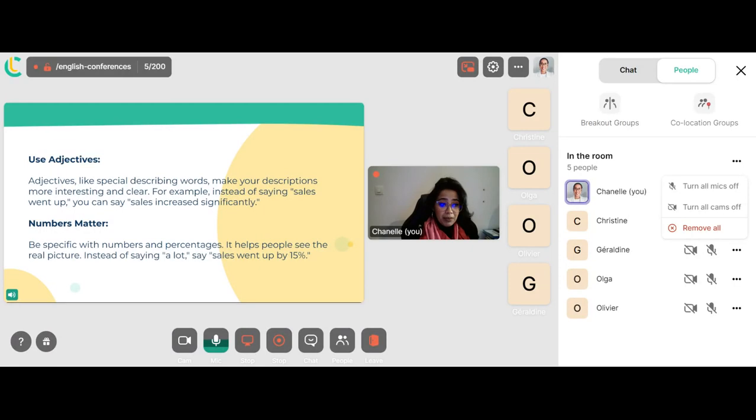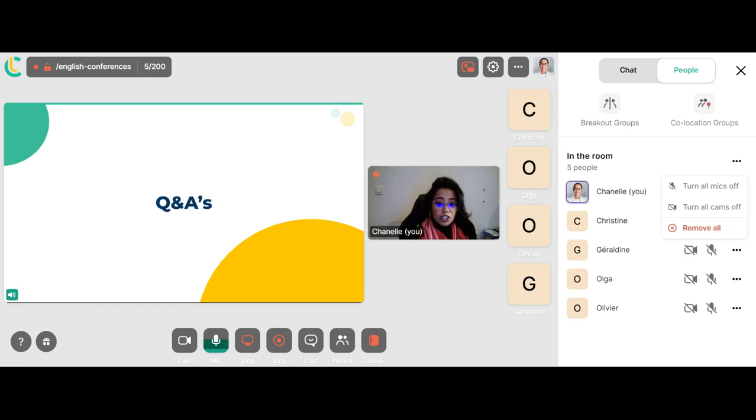It's important to remember that numbers matter. Be specific with numbers and percentages. It helps people see the real picture. Instead of saying a lot, say sales went up by 15%.